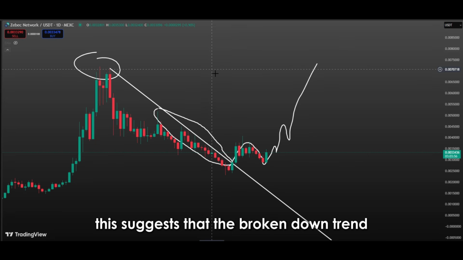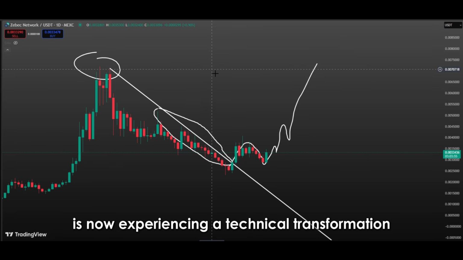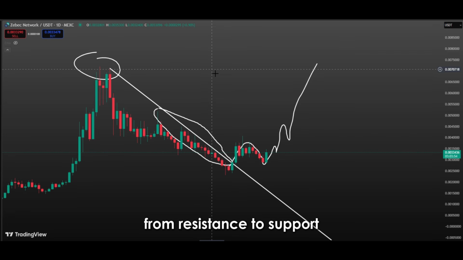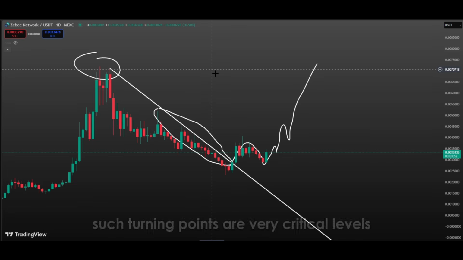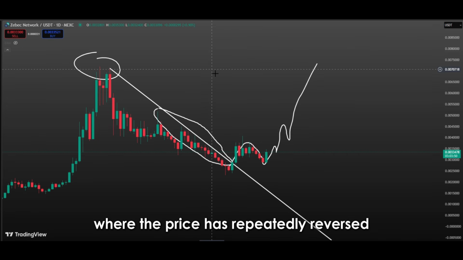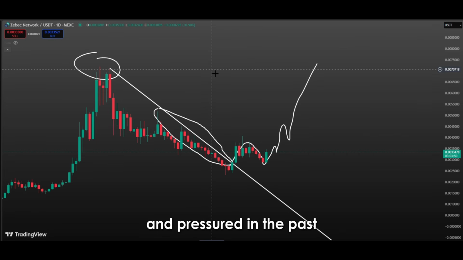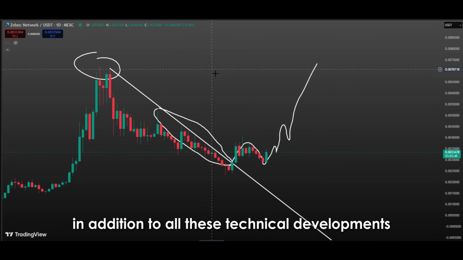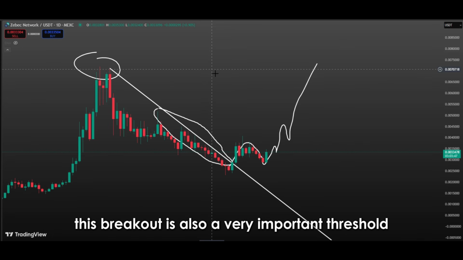This suggests that the broken downtrend is now experiencing a technical transformation from resistance to support, and this is a solid reversal signal. In technical analysis, such turning points are very critical levels for traders, because these areas are the levels where the price has repeatedly reversed and pressured in the past, and now exceeding these points breathes new life into the market.